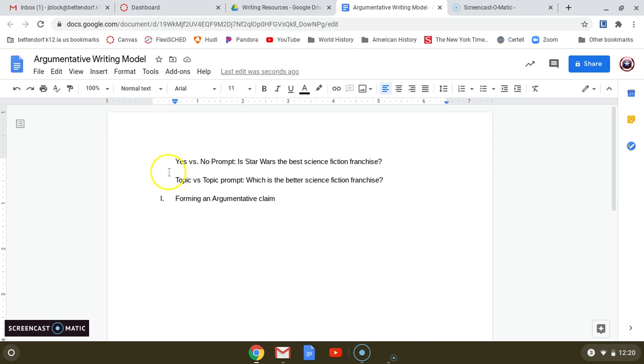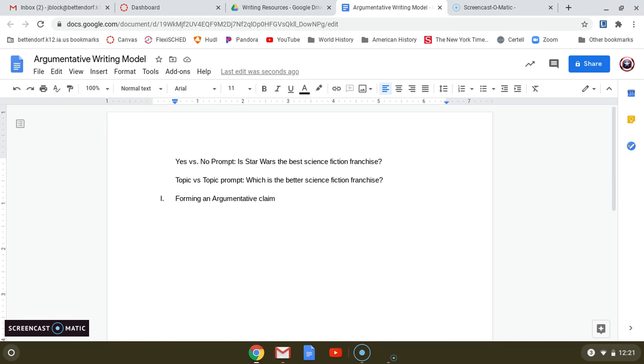Okay. You also have what's called a topic versus topic prompt. To me, what this is saying is that there's a lot of options out there that people can have an opinion on what is the best. And then there are some that you don't agree with, but you could see the other side's logic. So, for example, which is the better science fiction franchise? One could say Star Trek, one could say Star Wars, one could say whatever else you really want to say.